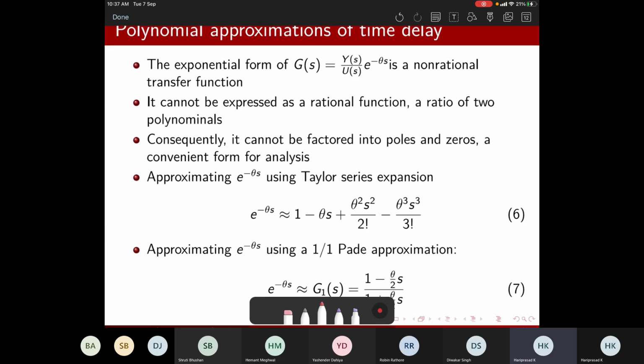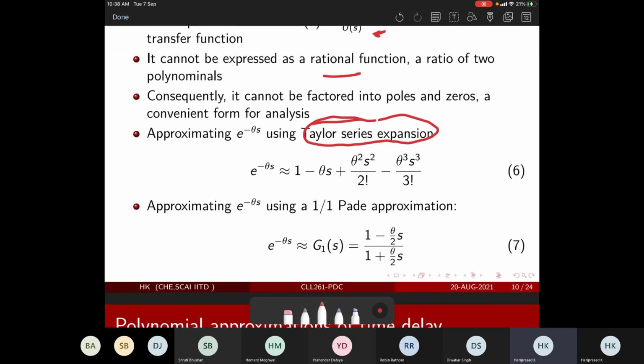So the simplest way again: we know any non-rational expression could be rationalized. The simplest option is to use a Taylor series expansion. We have used it for non-linear dynamics, converting into linear dynamics. Use the same. So e raised to minus theta s would be 1 minus theta s plus higher terms. Since the exponent is negative, the alternate terms would be positive and negative. If it were positive, it would always be positive.